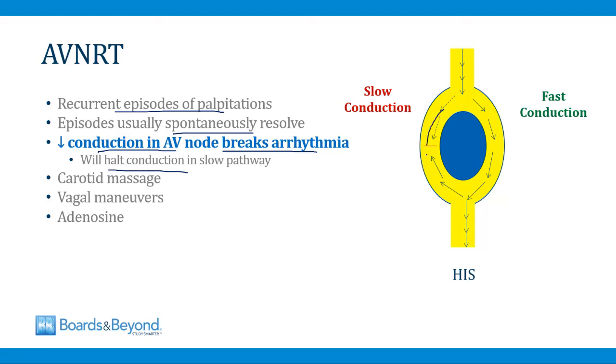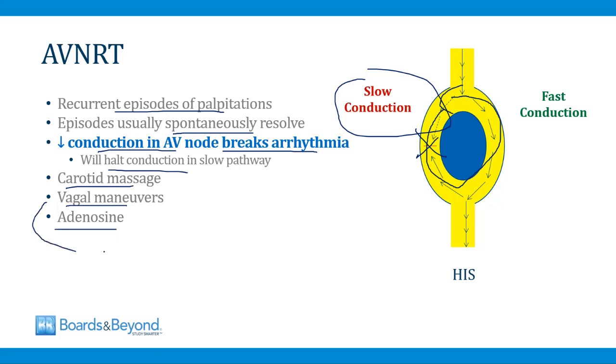So as I said before, imagine you have electricity going around and around in these dual pathways. Anything that slows conduction in the slow pathway will halt conduction here, and that will break the circuit and sinus rhythm will return. And there are basically three ways we slow conduction in the AV node that you should be aware of for your boards. The first one is carotid massage, the second one is vagal maneuvers, and the third one is the antiarrhythmic adenosine. Adenosine slows conduction in the AV node, and so a person in the emergency room with AV-NRT that won't break can be administered adenosine, and that will break the tachycardia and return sinus rhythm.